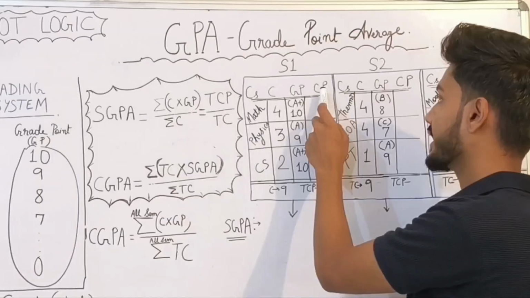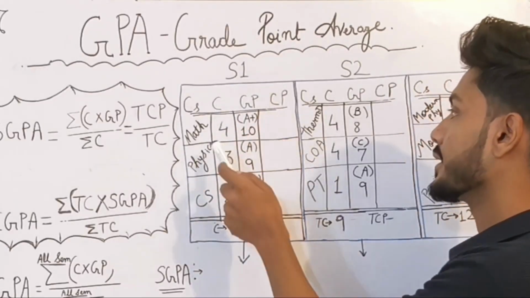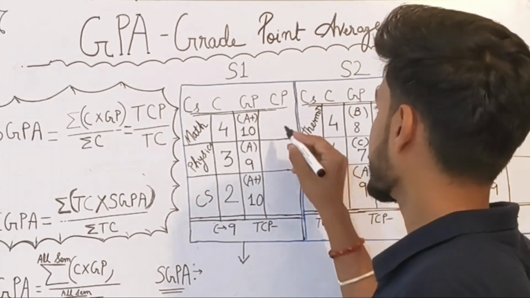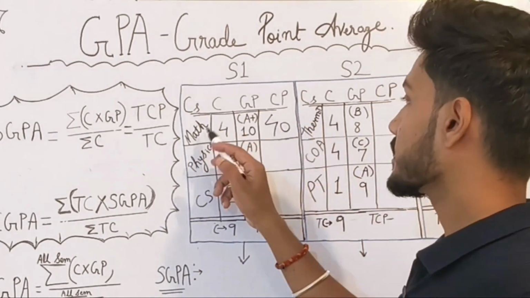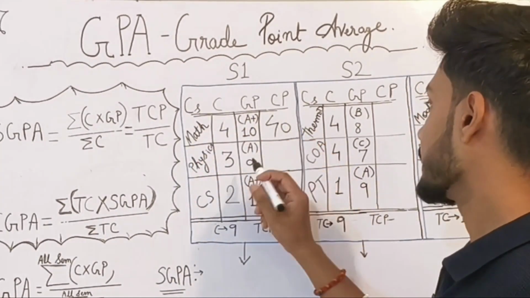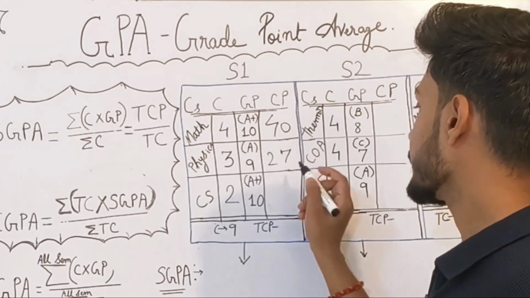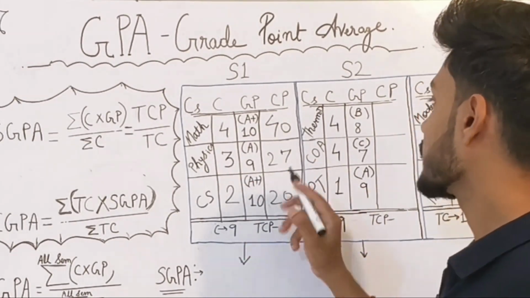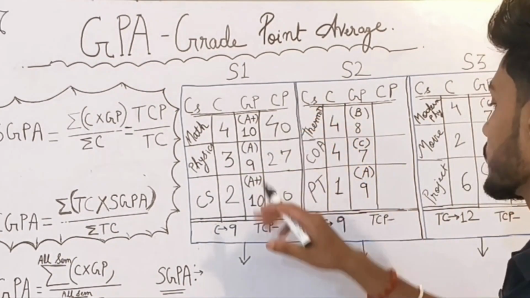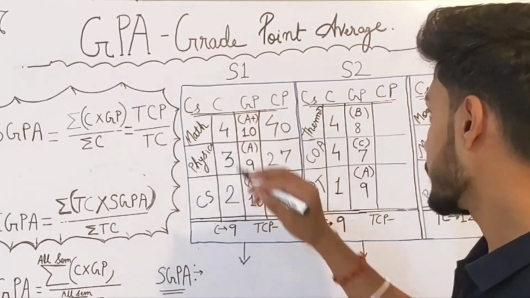And this CP is credit point. How will it come? By multiplying credit into grade point. So 4 into 10 is 40. For course mathematics, the credit point is 40. For physics, the credit point is coming out to be 27, that is 3 into 9. 2 into 10 is 20. Likewise, we have calculated the credit points for each of the courses.